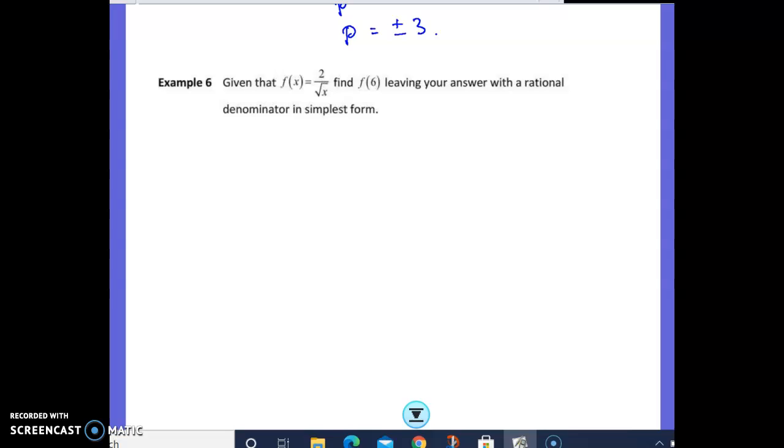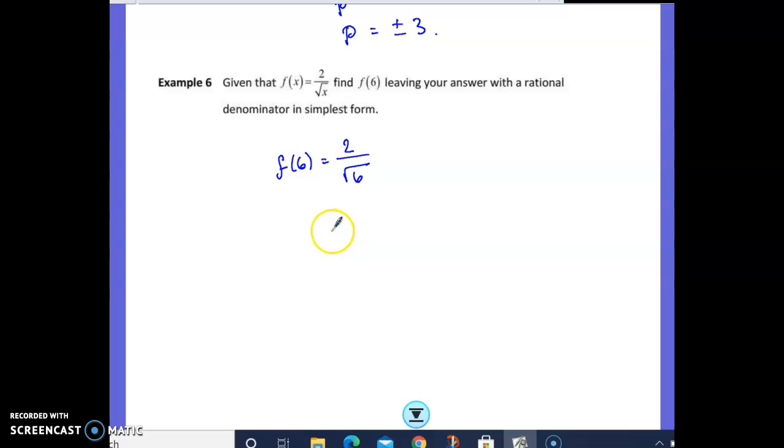Last one then. Given that f of x is 2 over root x, find f of 6. Leave your answer with a rational denominator in simplest form. This was an exam question one year, or very similar to an exam question one year, and it was on the calculator paper. Okay, so first thing I need to do is find f of 6. To find f of 6, I want to replace x with 6.